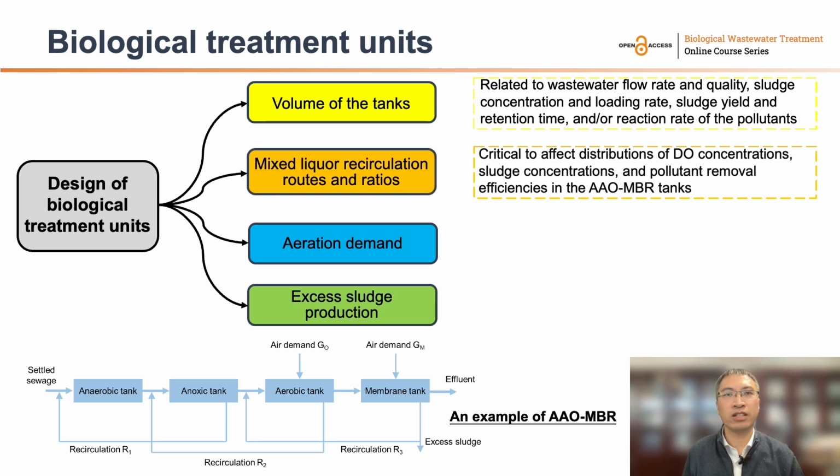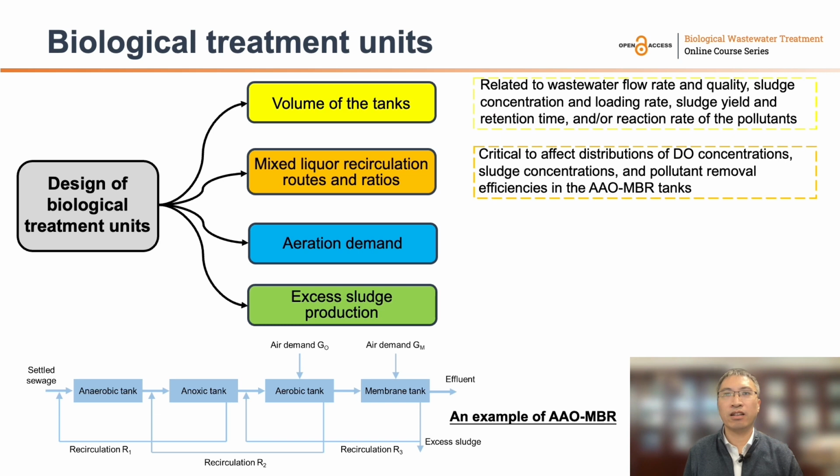The mixed liquor recirculation routes and ratios should be properly designed because they can affect the distributions of dissolved oxygen (DO) concentrations, sludge concentrations, and the pollutant removal efficiencies in the anaerobic A1, anoxic A2, aerobic O, and membrane M tanks. For instance, the recirculation from aerobic to anoxic tank should be high enough for the removal of nitrate nitrogen, but not too high to disturb the anoxic environment.